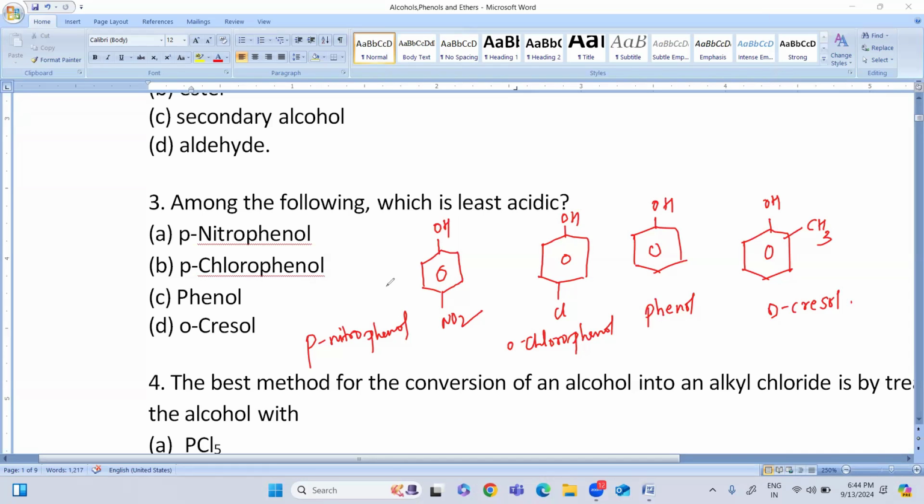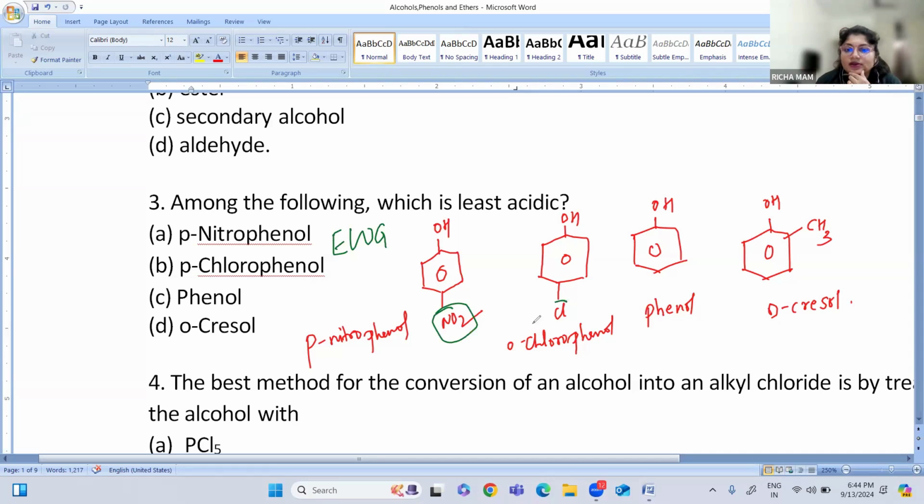Whenever you have an electron withdrawing group, which are the electron withdrawing groups? Like the nitro group, like the chloro group. These are electron withdrawing groups. What they will do is decrease the electron density. Withdrawing means they will pull the electron towards themselves.